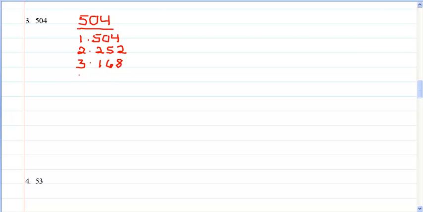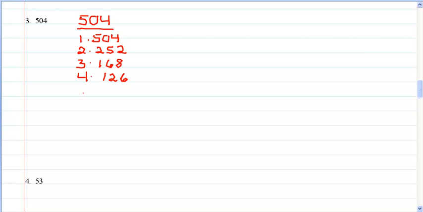Next I check 4. And I know that 4 will work because half of 4 is 2, and the number with 2 is even. So if I take half of 252, I get 126. And again, this number can be found just by going through long division on the side.